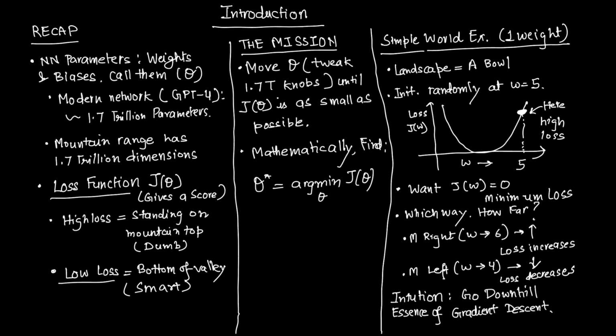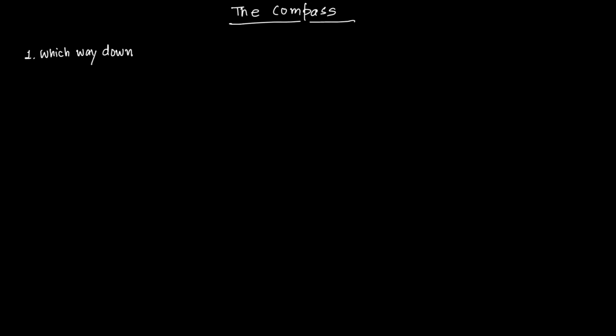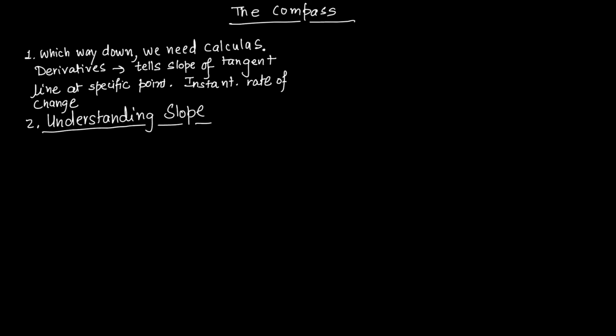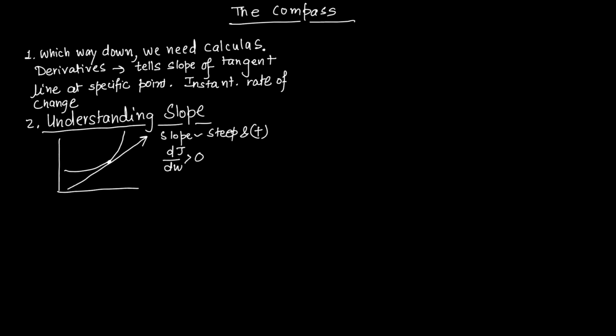But how do we calculate downhill mathematically when we can't see the curve? To know which way is down, we need calculus, specifically derivatives. The derivative of a function tells you the slope of the tangent line at a specific point. It tells you the instantaneous rate of change. Let's look at this point. The slope is steep and positive, which means dJ/dw is greater than 0. Let's say the slope is plus 3. This means if I increase w by a tiny bit, the loss J will go up by 3 units.